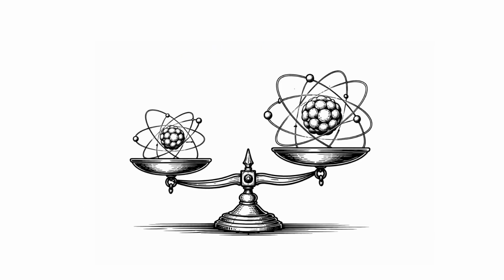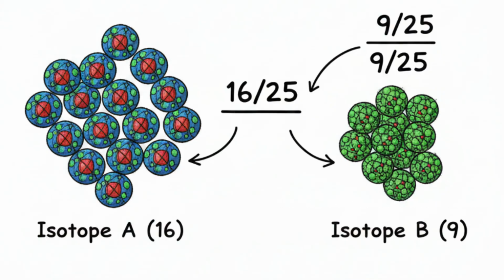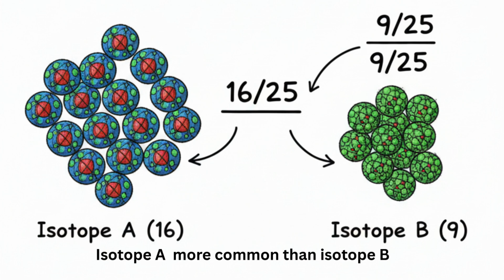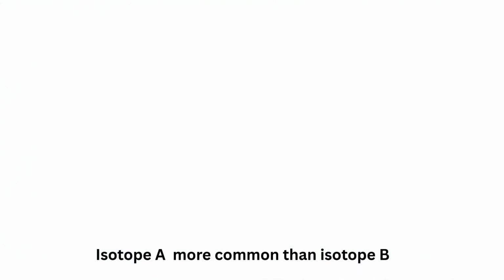What is relative atomic mass? Relative atomic mass is the average mass of an element's isotopes, taking into account their relative abundances. Relative abundance simply means how common each isotope is in nature. Isotopes that are more common affect the average more.